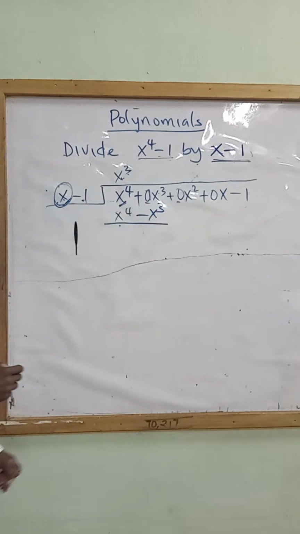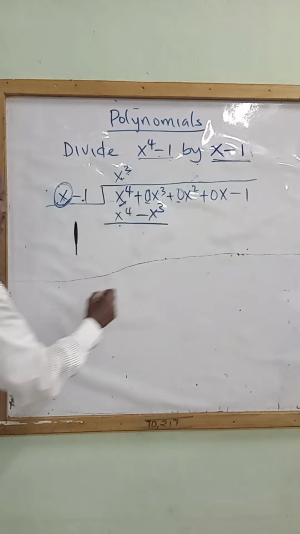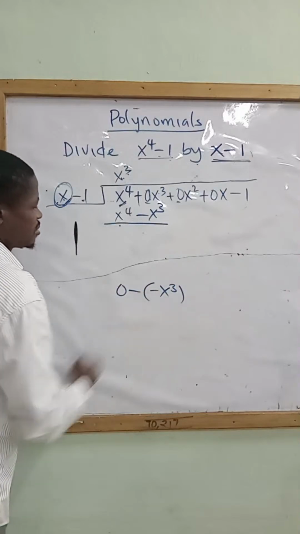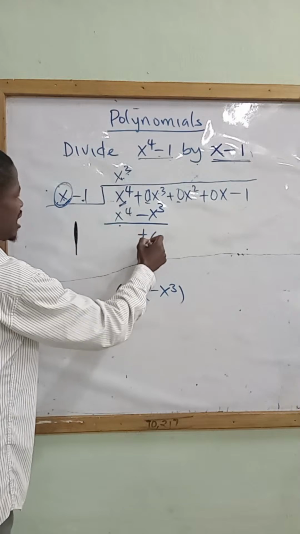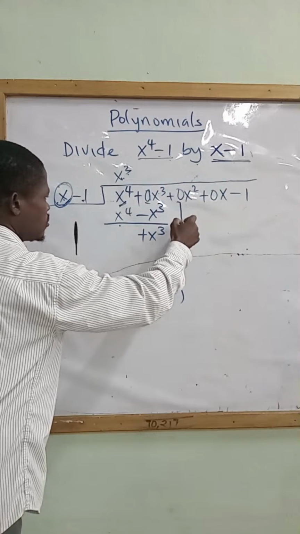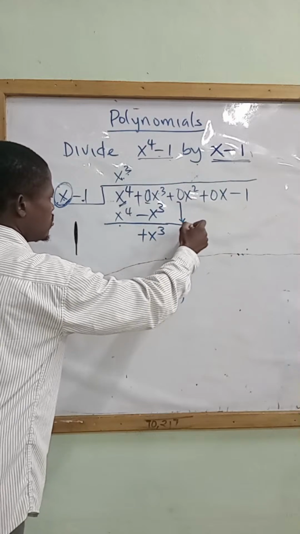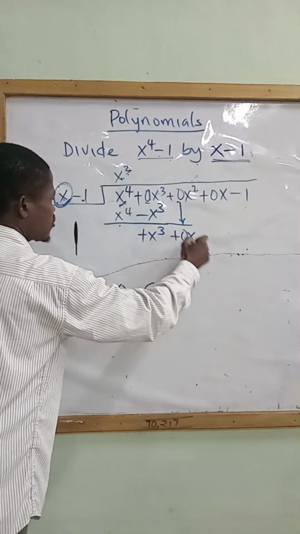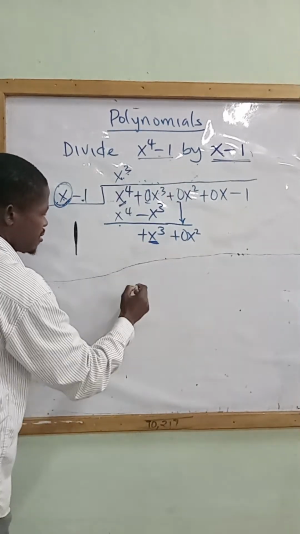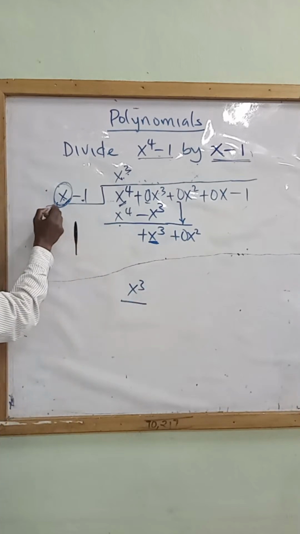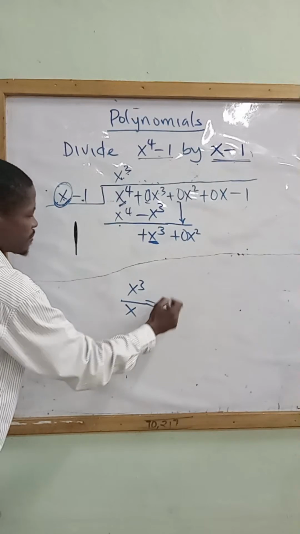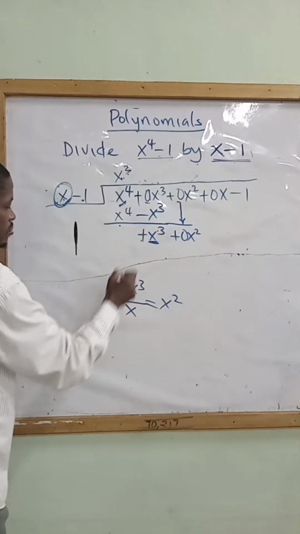Then you can do your subtraction. So it's 0 minus x3, that's giving us plus x cube. Then you bring the next value down, so plus 0x squared. Then you take the first one here, x3, and divide by the first one of the divisor. So it's giving you x squared. This is a plus x cube.